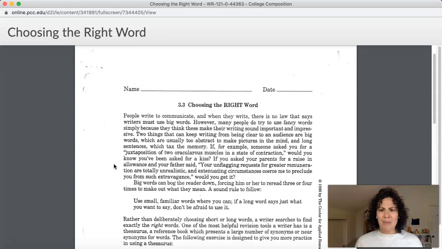Or if you asked your parents for a raise in allowance and your father said, your unflagging request of greatest remunerations are totally unrealistic and extenuating circumstances coerce me to preclude you from such extravagance, would you get it? Well, you might, because you understand the vocabulary, but it would be weird. So thinking about what the right word is for the right audience and the right moment is going to be really important to your writing.